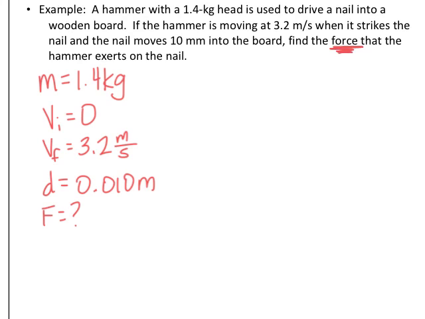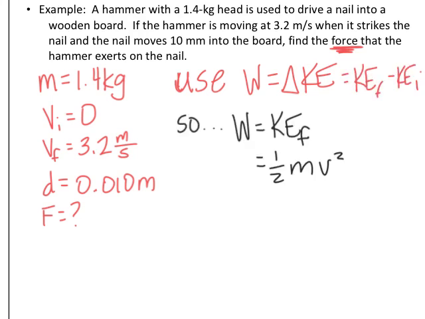We need to use the work energy theorem because we've got a force and a distance right here. So we need to figure out how much the work is, and we do have enough information to find a kinetic energy, so that can give us the work. And again, we know our initial kinetic energy is going to be 0 because the hammer was moving with a final speed of 3.2 meters per second. So that tells us that our work is going to be equal to the final kinetic energy, and you can plug your numbers in and get a value for that.